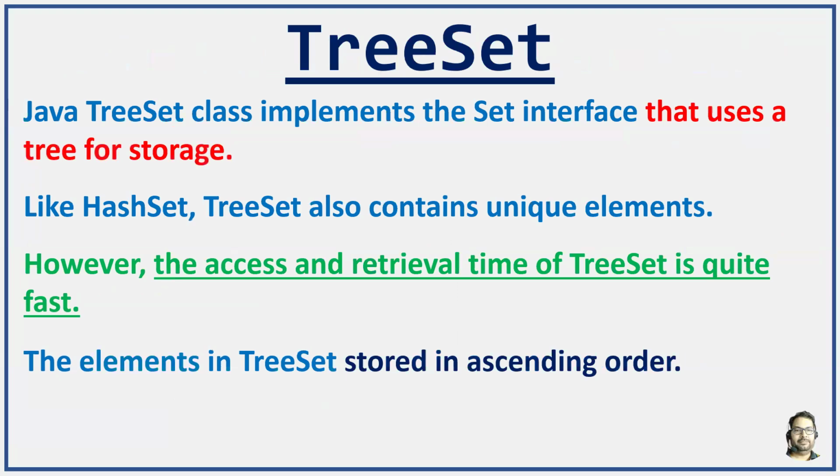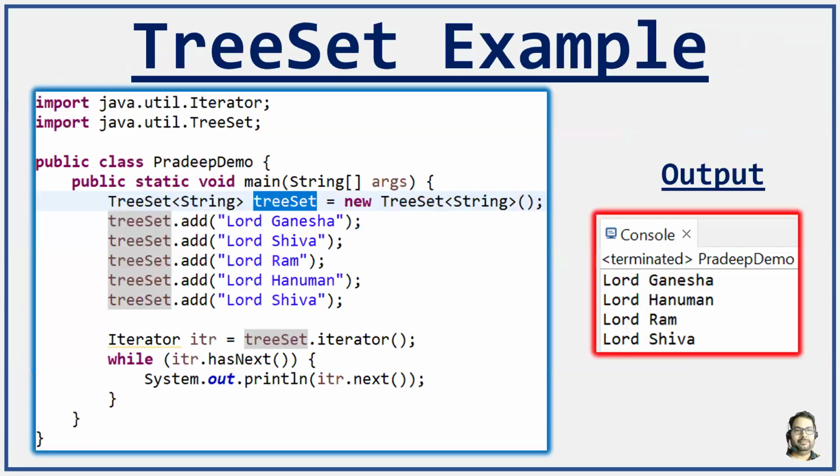Now we have TreeSet. The Java TreeSet class implements the set interface and uses a tree for storage. It means it actually stores in a tree structure, like one branch, two branches, again two branches. So it is something like a tree structure. Like HashSet, TreeSet also contains unique elements. However, the access and retrieval time of TreeSet is quite fast. The elements in TreeSet are sorted in ascending order. This is the best example: in the TreeSet you can create the object and then retrieve. I told you this is a TreeSet, so its retrieval is a little bit fast.